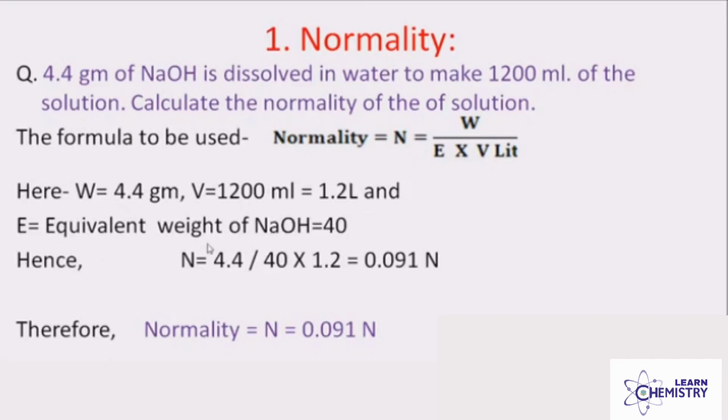And the equivalent weight of sodium hydroxide we can calculate, that is 40, as in the case of sodium hydroxide the molecular weight and equivalent weight are the same. So by putting all these values in the equation, normality is equal to 4.4 divided by 40 into 1.2, that comes as 0.091 normal. So the normality of the given solution is 0.091 normal.